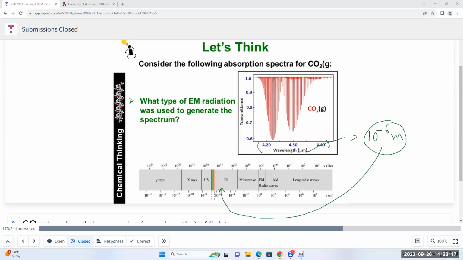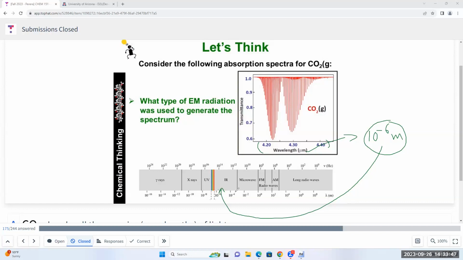Do we have any questions about that? Any questions, concerns, comments? Okay, so again, one more time. You do not get microwave until you go to 1 millimeter. And then UV is somewhere else. It's going to have a much shorter wavelength than this. And visible as well. Any questions, concerns, comments?